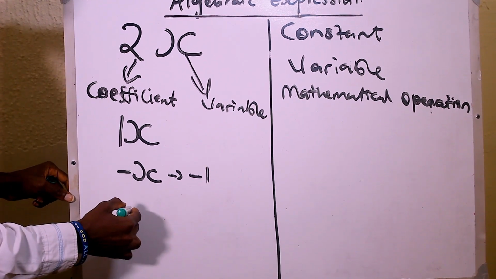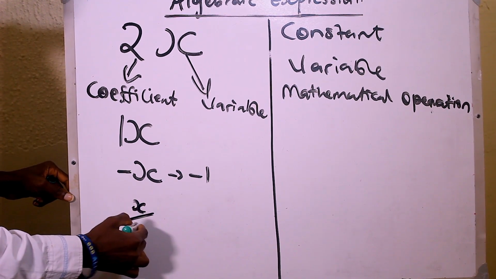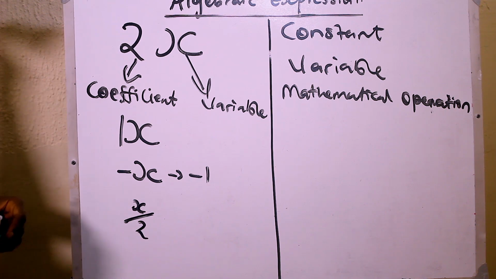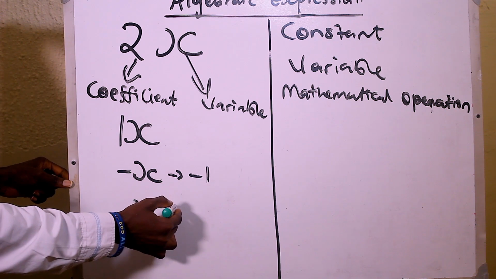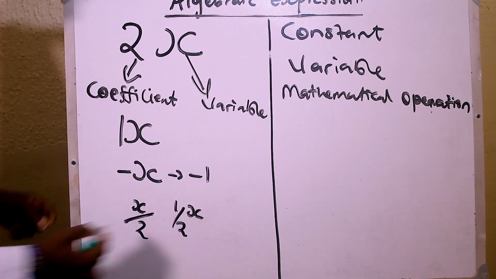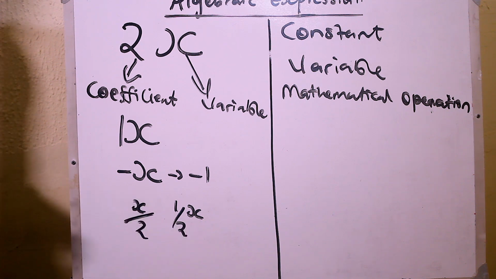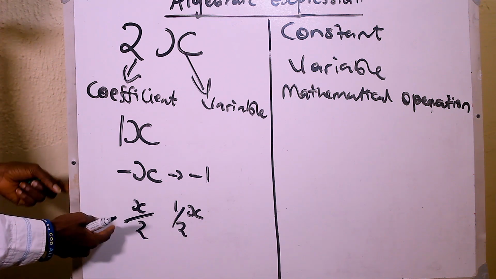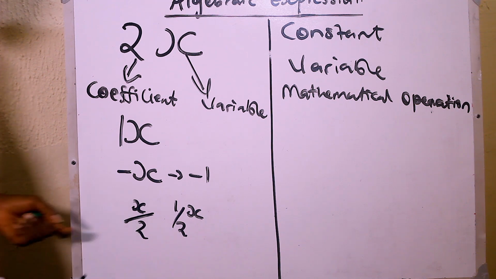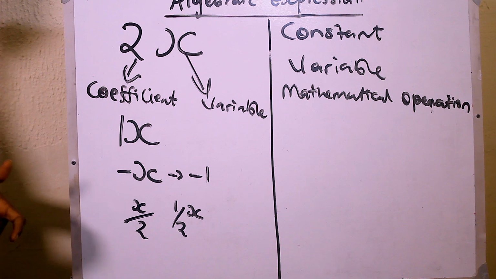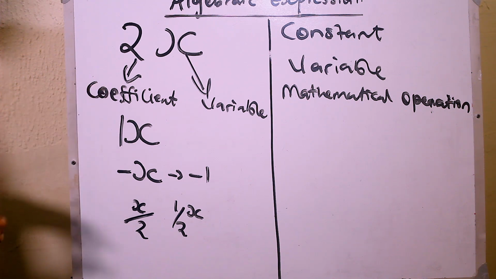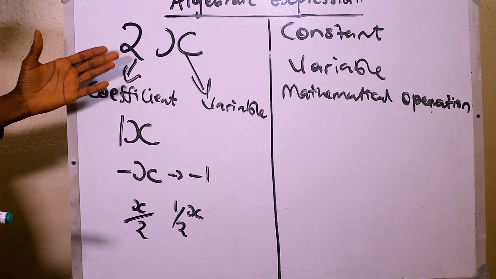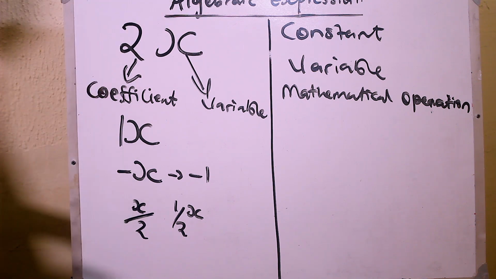Let me give another example. If you have x over 2, you can write x over 2 as 1 over 2 x. So either way is correct. So you can easily know the coefficient from here compared to the way it is written here. But you can state the coefficient here is what? 1 over 2, just from those places. So with this, you have an understanding of what an algebraic term is all about.